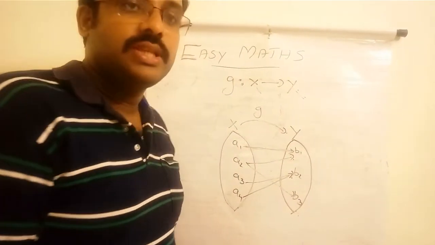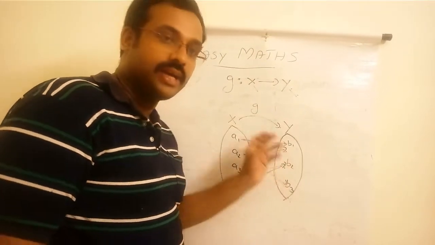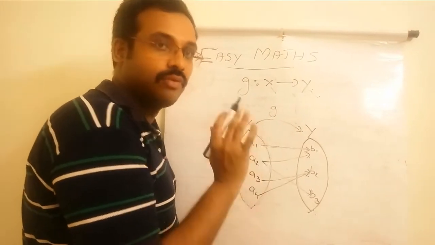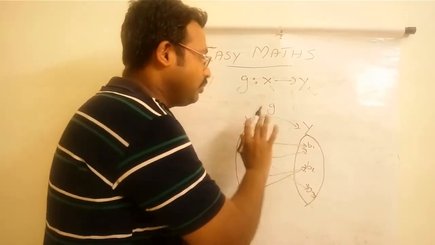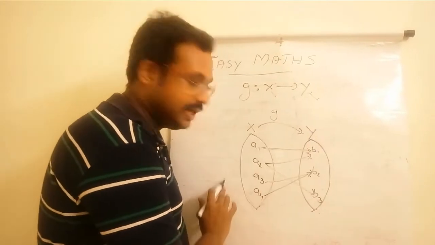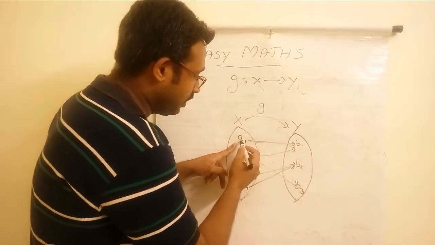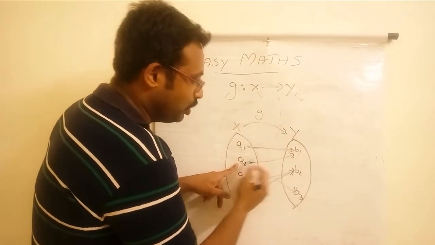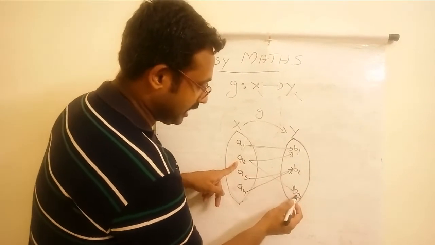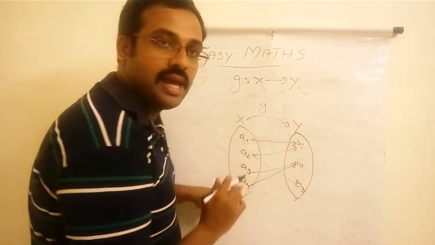Then what about this g? We define g using the arrow diagram method like this. So g is a mapping from X to Y, not a function. We want to check whether it is a function or not. The mapping is defined like this. a1 is mapped to b1, so the image of a1 is b1. The image of a2 is b1, and a2 has one more image, b3. Then a3 has one image, b2, and a4 has one image, b2.